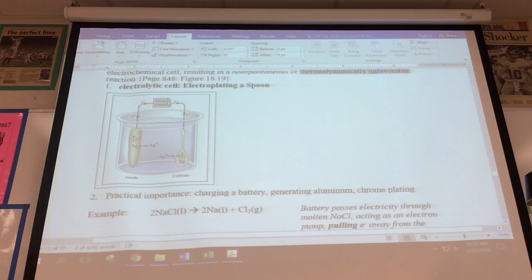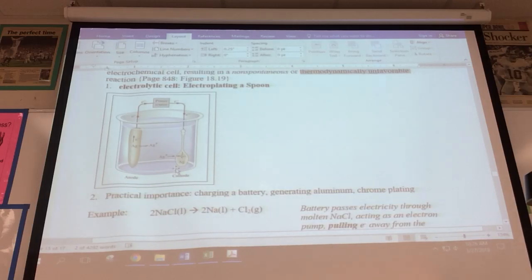But a key difference is right here because you must have a power source. It can be a battery, some type of power source that will drive the reaction since it is thermodynamically unfavorable. The electron will be gained by the silver ion in solution to generate silver, and you'll plate that spoon. You'll generate a silver spoon.